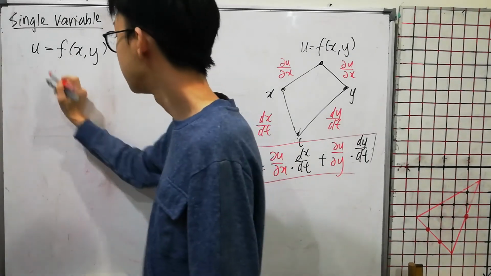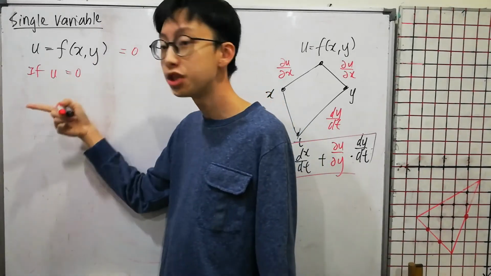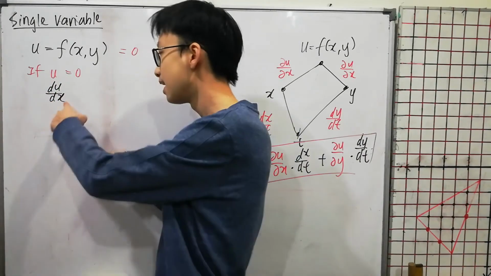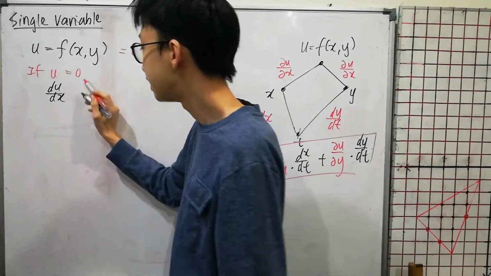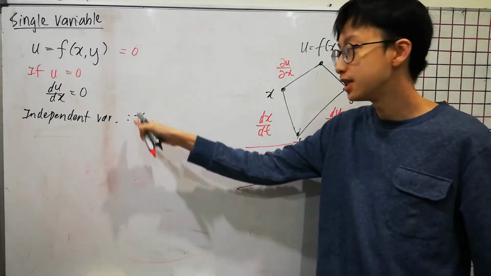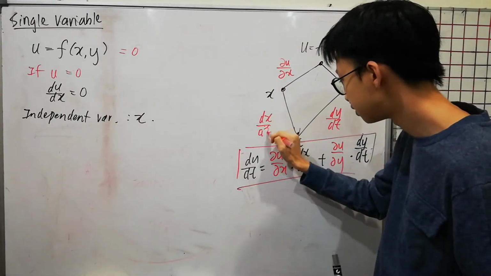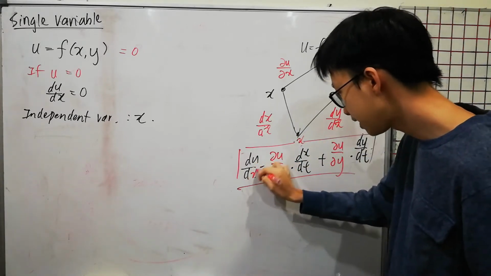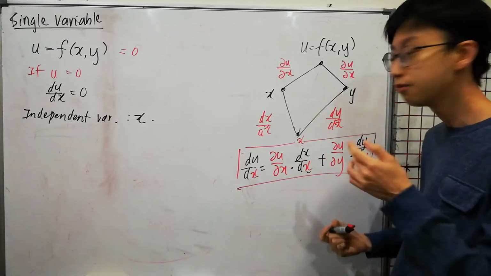Why? Because if u equals 0, then when we differentiate with respect to maybe x, because usually x is the final independent variable that we want, right? So du dx will be equal to 0. Now since our final independent variable is x, we just need to change all the t here to x. So we change this to x, this will be dx, this will be x, this will be x, this will be dx, then this will be dx, and we are done.